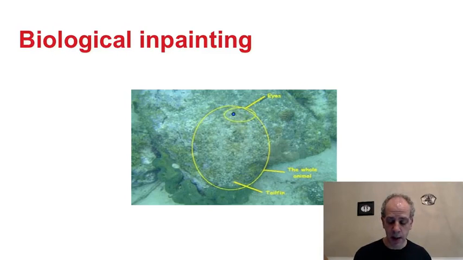You can see the eyes here. You can see the tail fin here. The whole fish is in here. Pretty amazing, isn't it? That's camouflage, but that's also inpainting. The fish has inpainted itself in order to get camouflage. It's kind of object removal in nature. Pretty amazing. We also see that with octopuses.